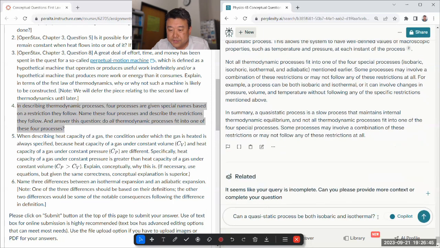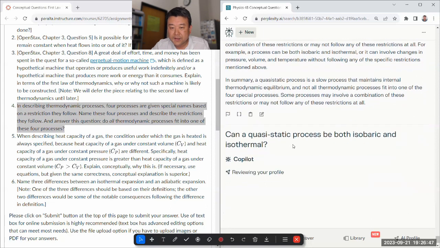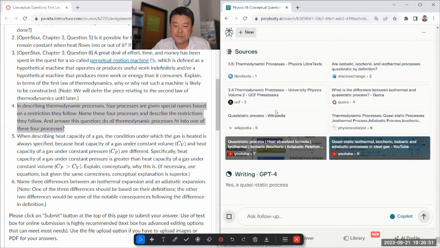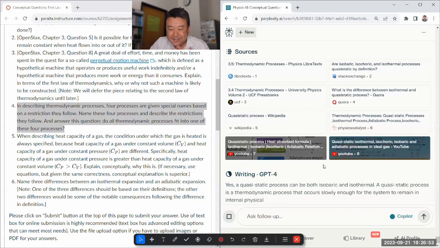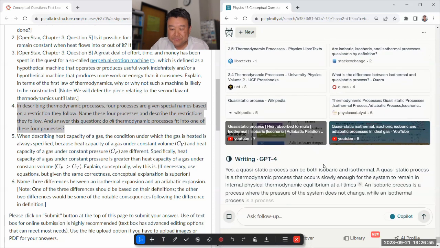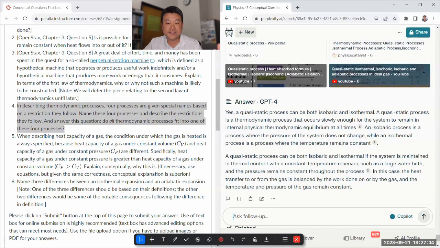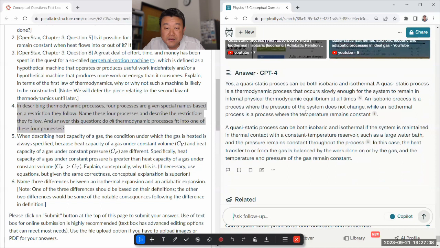I don't know what it's answering. It looks like it might be incomplete. It should say no. That's wrong. The only way an isobaric process is also isothermal is if it's basically a null process, nothing happens. And that'll make it isothermal.